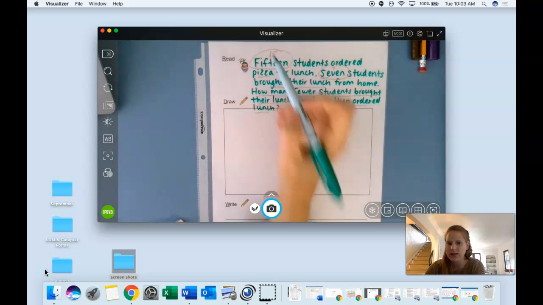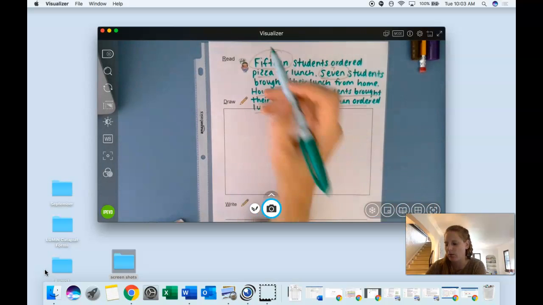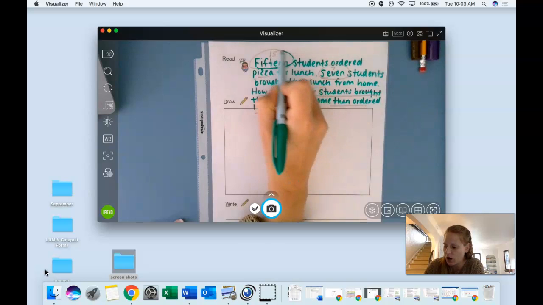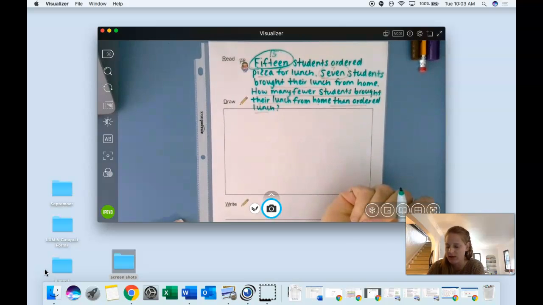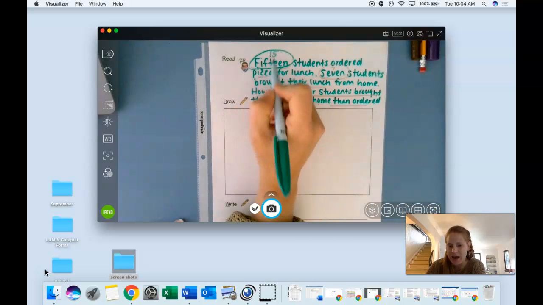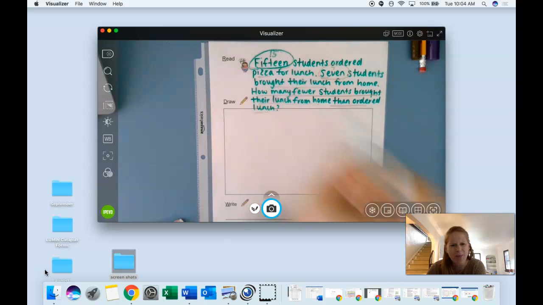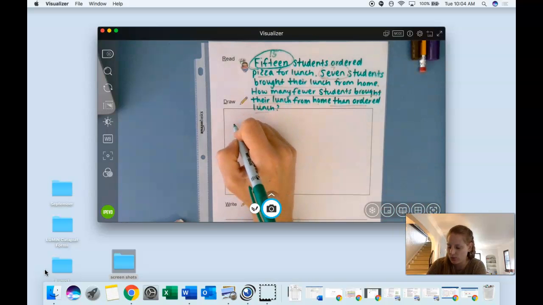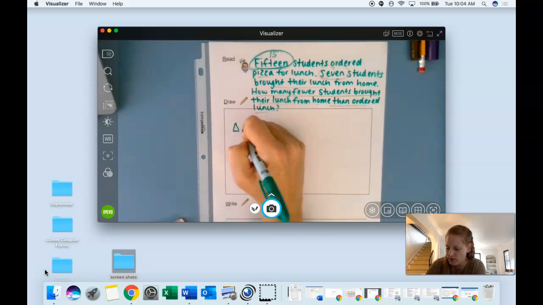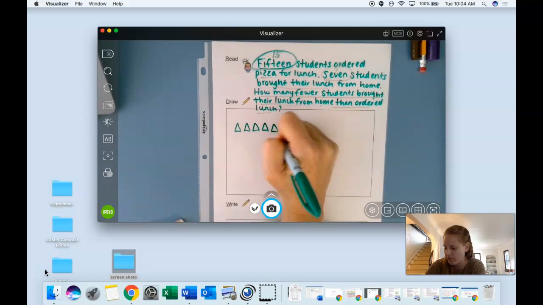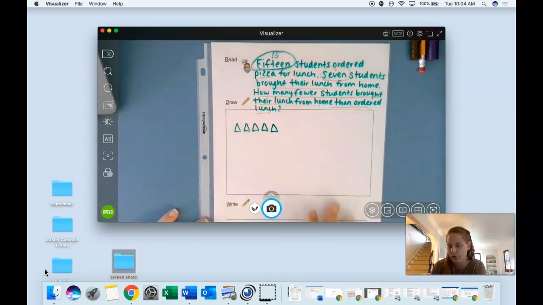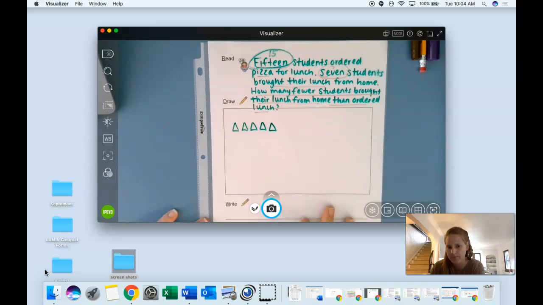Okay, friends, let's go ahead and start drawing to help us figure this problem out. The first thing I want to draw is 15 students who ordered pizza. I'm just going to draw a triangle for pizza, and I'm going to draw, how many triangles should I draw? Raise your hand if you know. 15. Let's draw them in 5 groups like this. You can draw with me. 1 student, 2, 3, 4, 5. There's 1 5 group, 5 students eating pizza.